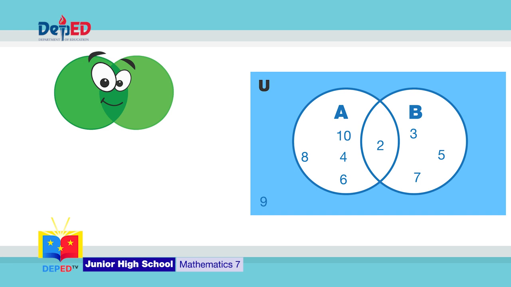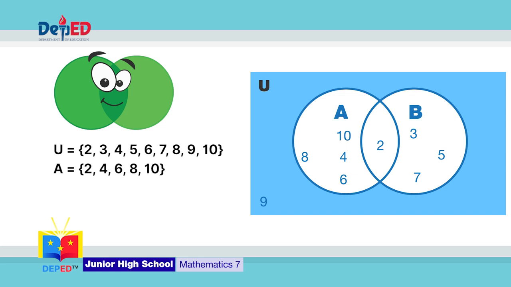Given, the universal set U is the set of all natural numbers from 2 to 10. A is the set of all even numbers from 2 to 10. B is the set of all prime numbers from 2 to 10. Now, what are the elements of A prime or the complement of A? How about of B prime or the complement of B?